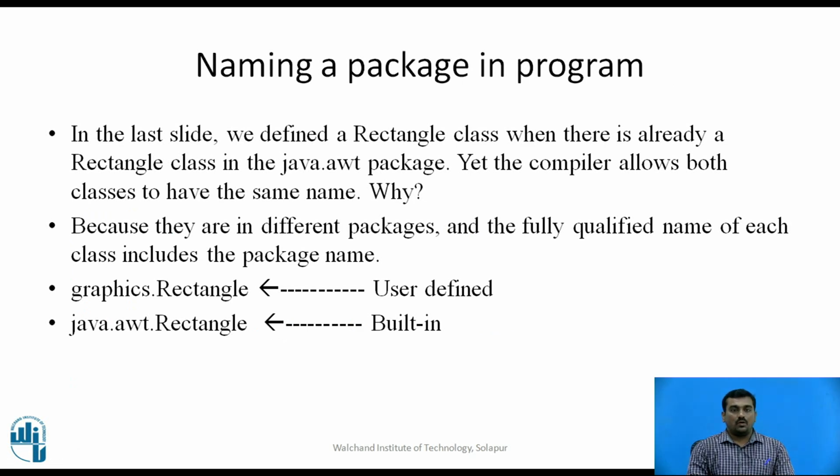Now, how is the naming done in a package? In the last slide we defined a rectangle class, where there is already a rectangle class in the java.awt package. Yet the compiler allows both classes to have the same name. Why? Because they are in different packages. The qualifying name for the rectangle class in the graphics package is graphics.rectangle, which is user defined, and java.awt.rectangle is the built-in package in Java.